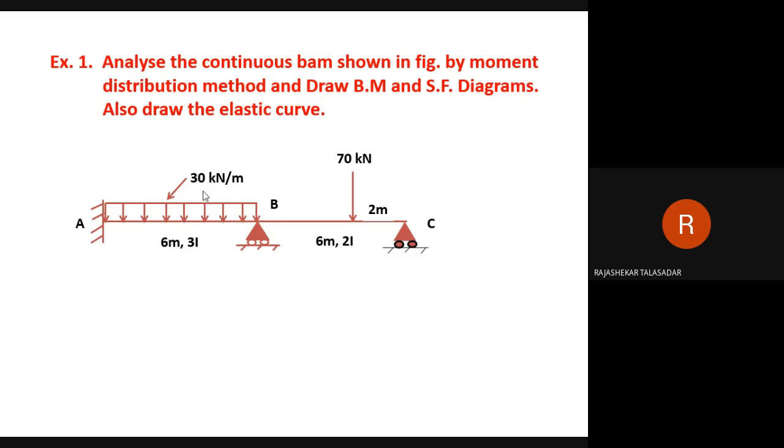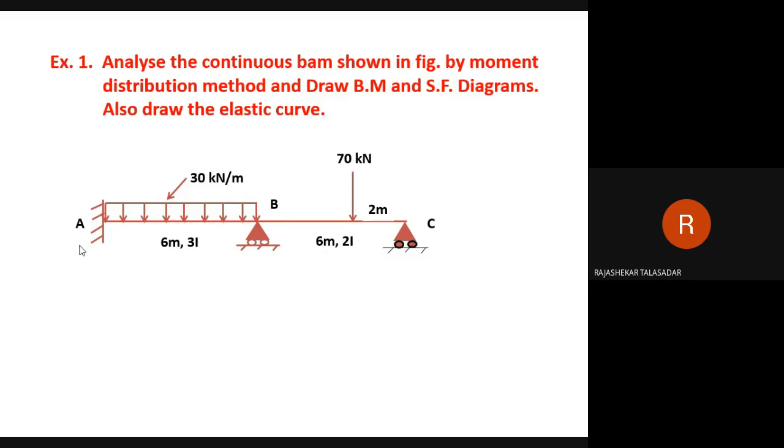As boundary conditions, what should be the final moment at C? You know that MBA plus MBC equals 0. Similarly, what should be the final moment at C? Yes, anybody can speak now. What is the final moment at C? MCB equals 0. So that is important to understand now.